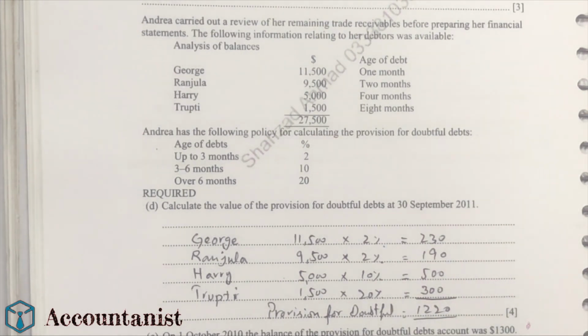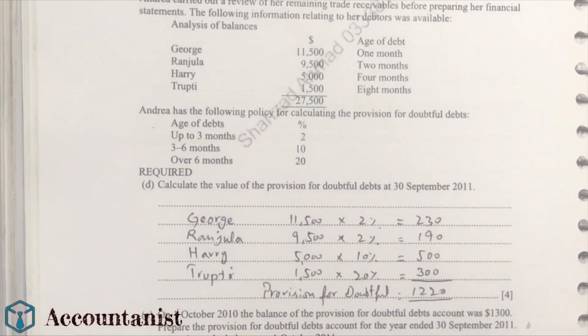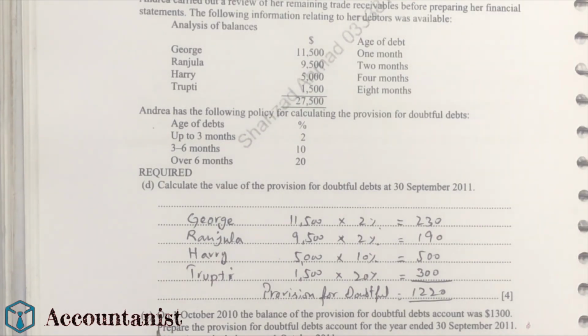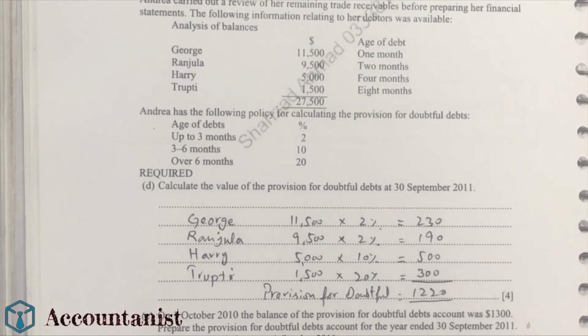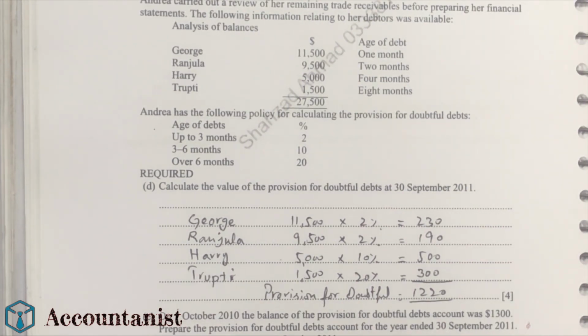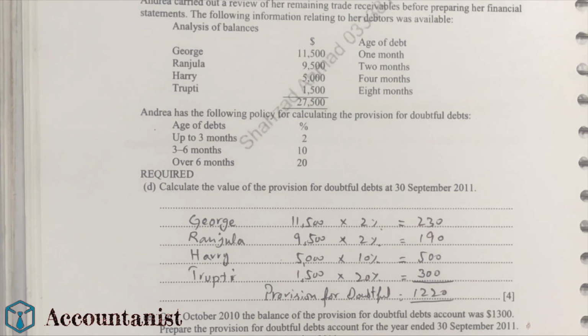Okay, moving on to the next requirement. It says on 1st October 2010, the balance of the provision for doubtful debt account was 1,300, so that's our opening balance, and prepare the provision for doubtful debts account for the year ended 30th September 2011 and bring down the balance on 1st October 2011. So let's make this provision account.